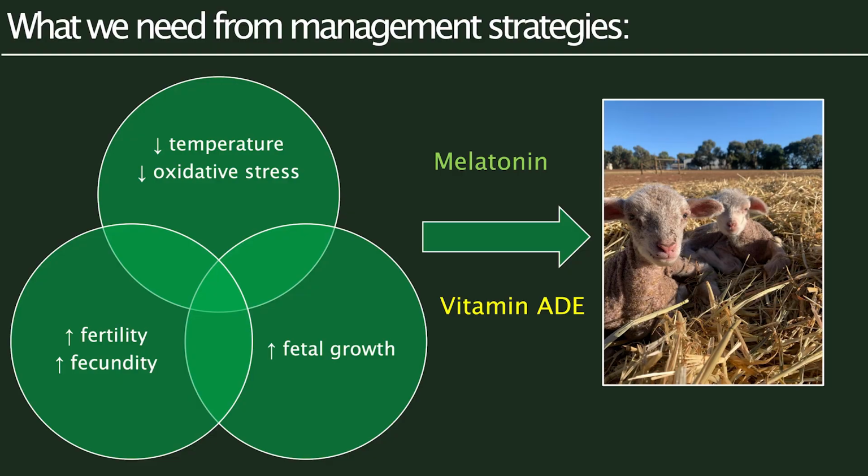which means more lambs born and better weaning rates. And the two compounds that we identified as being most likely to achieve all of this are melatonin and vitamin A, D, and E. And because this, aside from the intensive studies, is focused primarily on producer work, we chose to use melatonin as Regulin and deliver vitamin A, D, and E as a one-time oral drench.